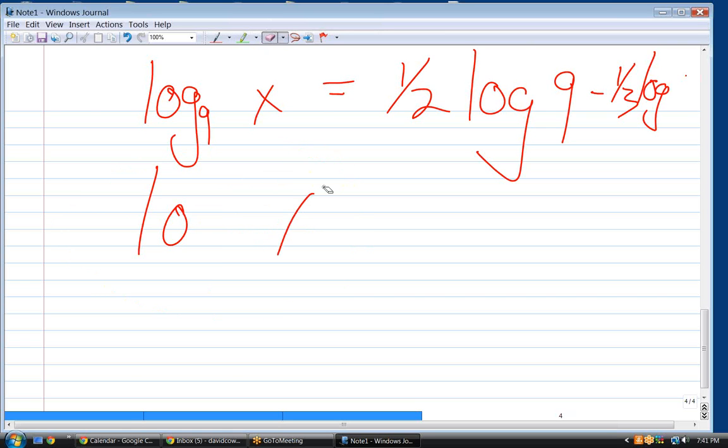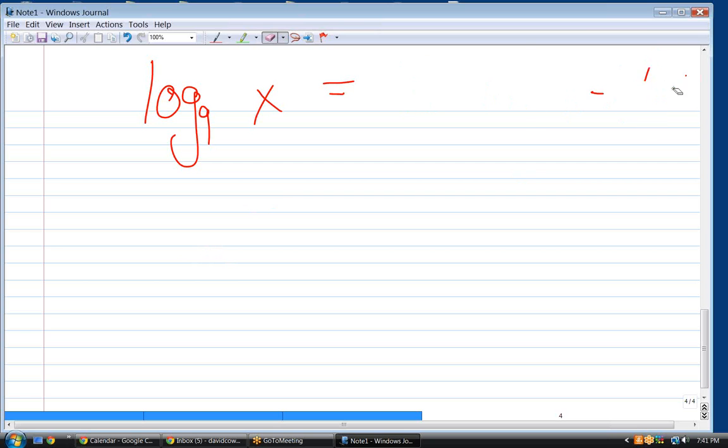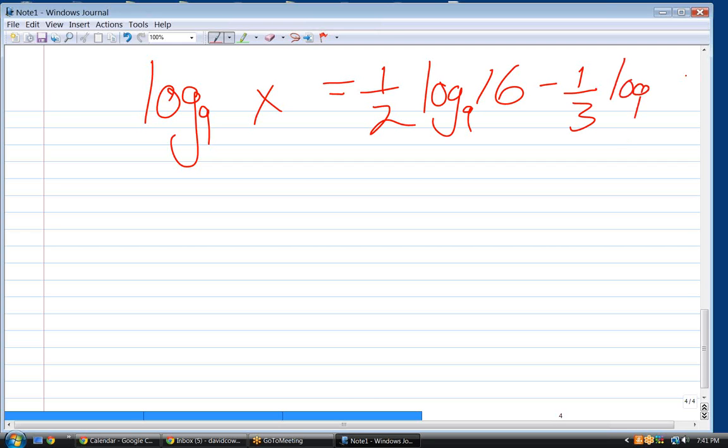So when I talk about logs, I always say base to refer to that. That way it's perfectly clear. Now, I don't think I wrote the right side of this right either. So we have log base 9 of x equals what? 1/2 log base 9 of 16 minus 1/3 log base 9 of 8. Okay.